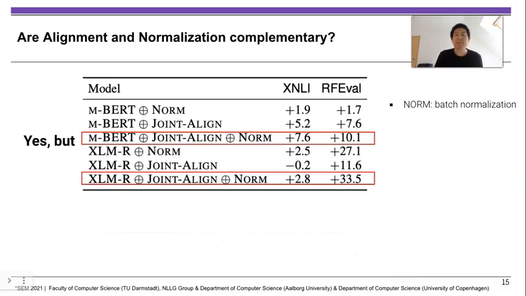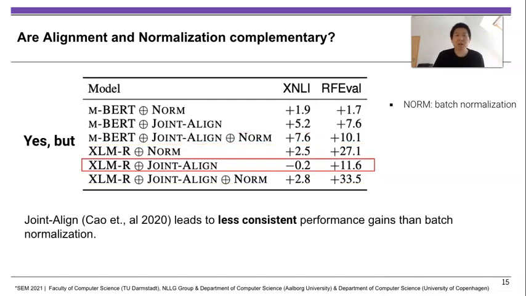The next point we investigate in this work is whether cross-lingual alignment and normalizations are complementary solutions. And the answer is yes. We found they are the best of friends, because the combination of cross-lingual alignment and batch normalization largely outperforms the individual solutions. But one thing we have to point out is that cross-lingual alignment leads to less consistent performance gains than batch normalization. For example, joint align improves the BERT encoder a lot, but it doesn't help for XLM-R.